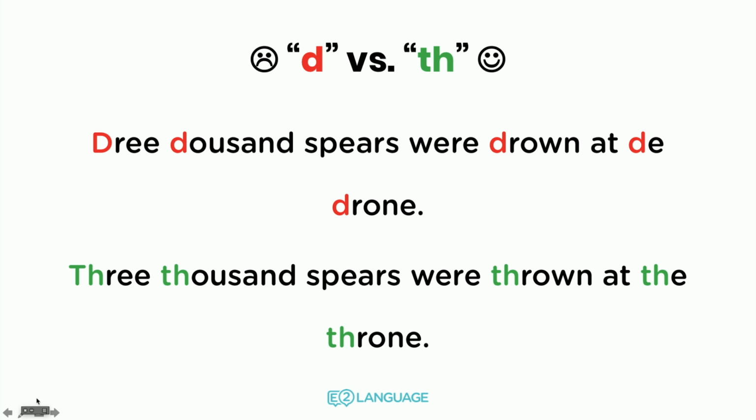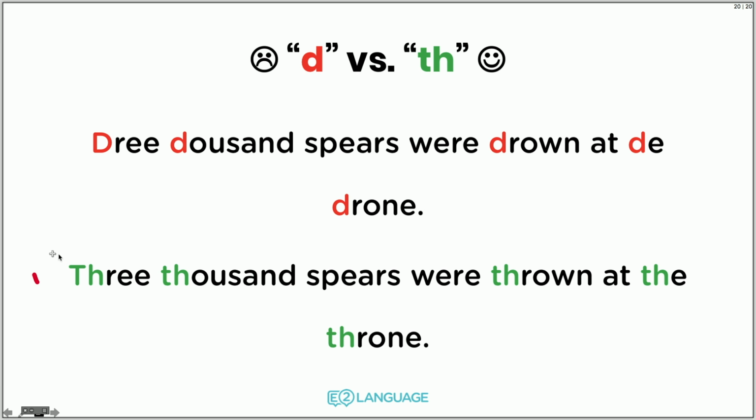Here are some example sentences. Let's read this one. It's correct. 3,000 spears were thrown at the throne. 3,000 thrown the throne. Don't say 3,000 spears were thrown at the drone.